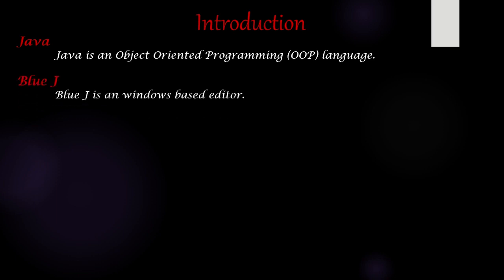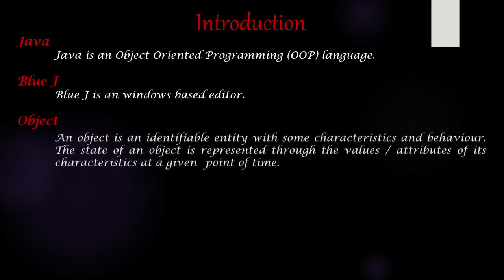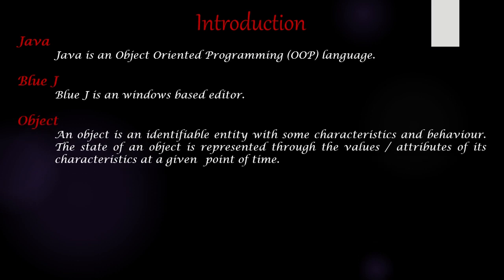BlueJ is a Windows-based editor that we will be using in order to do the Java programs. Objects. What are objects? Objects are real-life entities which have some characteristics and behaviors. The state of an object is represented through values or attributes of its characteristics at a given point of time.